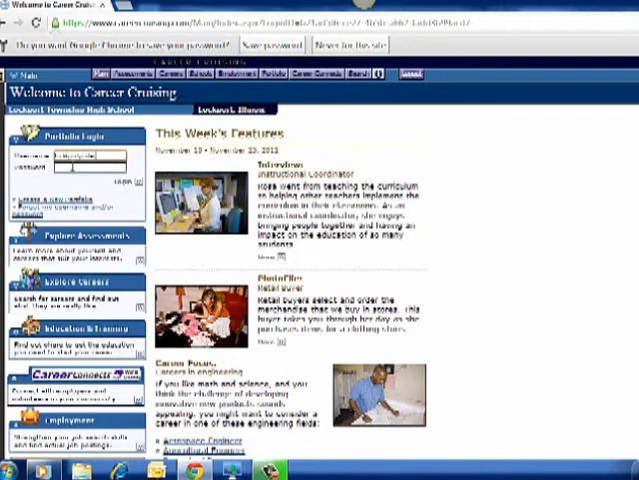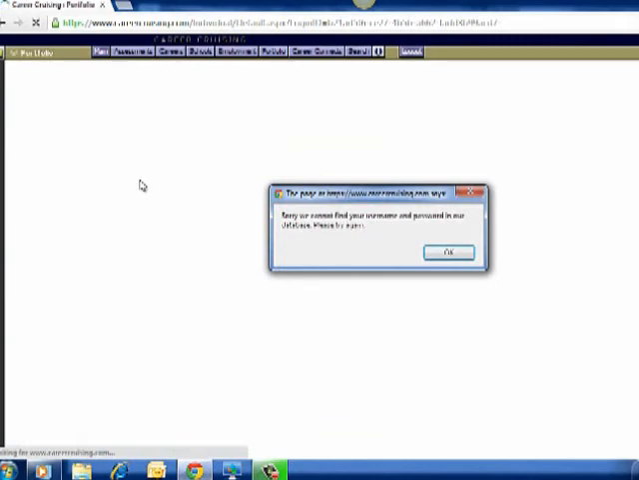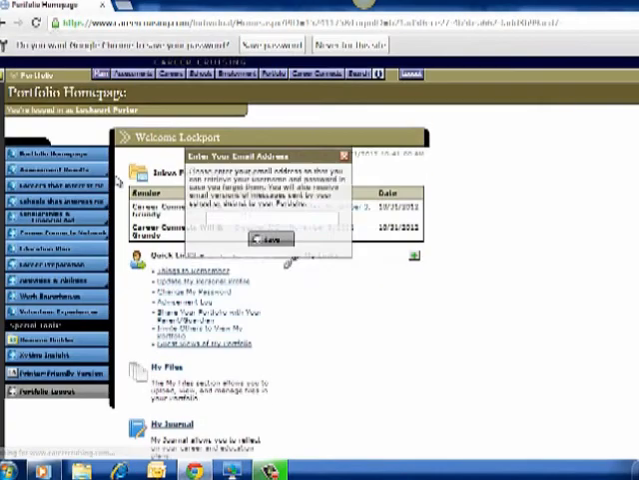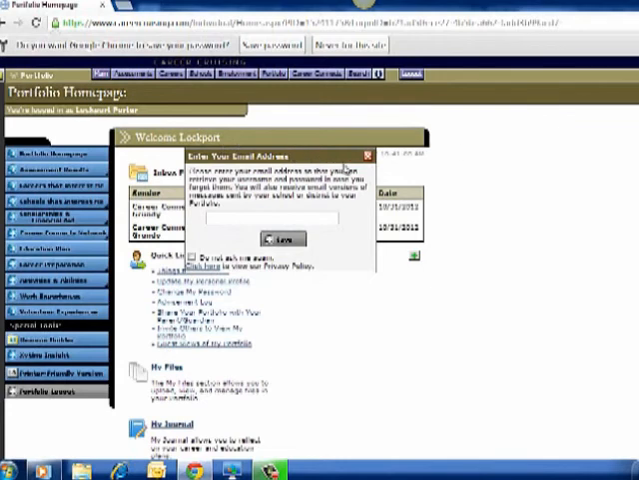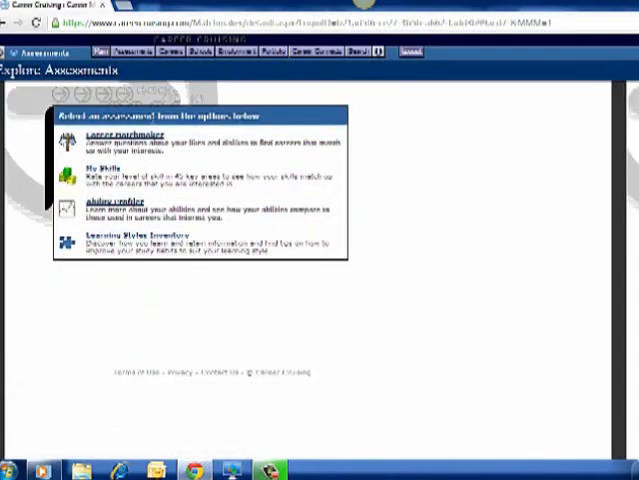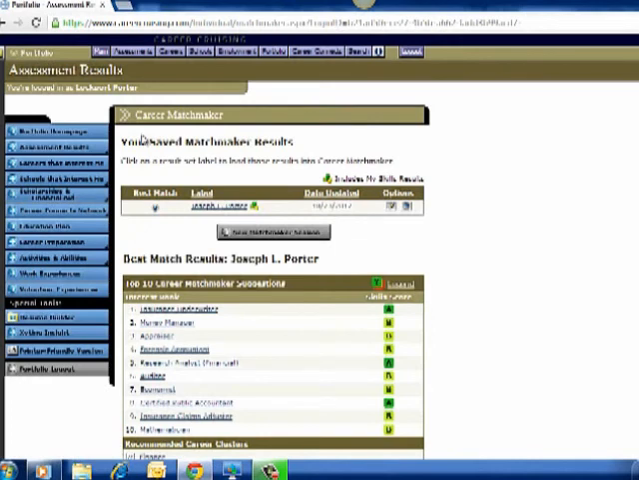I've created a mock student that we're going to use as an example today. Okay, so this student has already taken the career interest inventory, which is called the Career Matchmaker. So this is your portfolio, and you go back and look at what careers they matched you with after you took the assessment about your skills and your interests.